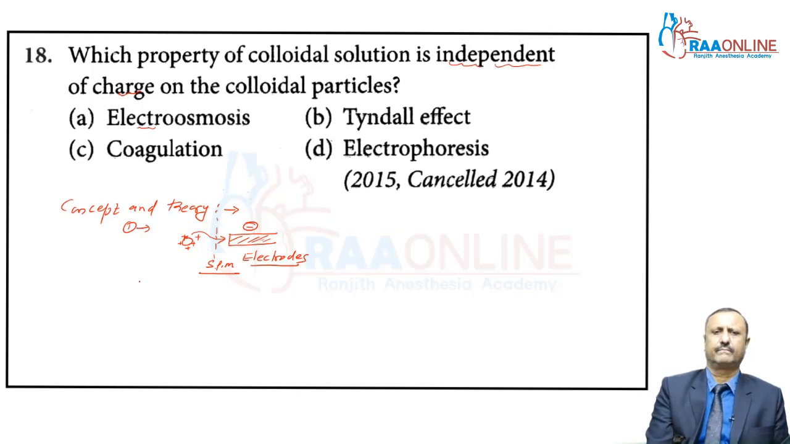Now, we can see coagulation. Coagulation occurs when electrolytes are added to a colloidal sol. The colloidal sol has positively charged particles, so it is stable, and when you add an electrolyte like HCl or NaCl, these charges are neutralized, and the colloidal particles come close to each other and form a precipitate. So, my dear students, this property is also based on charge.